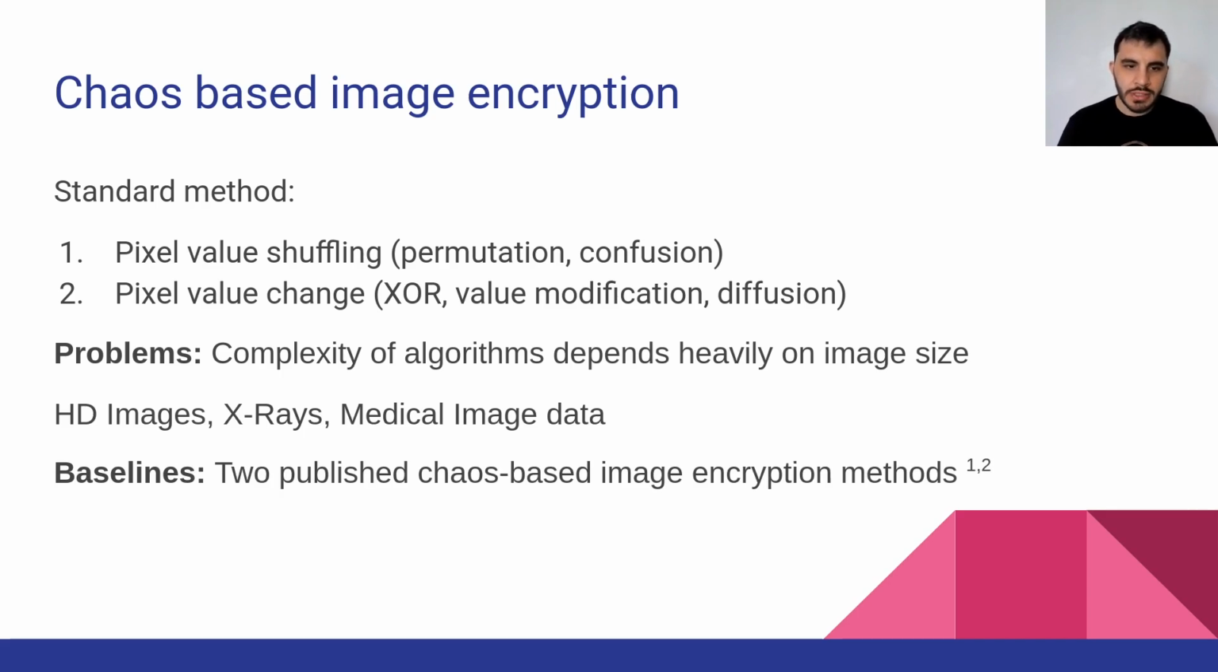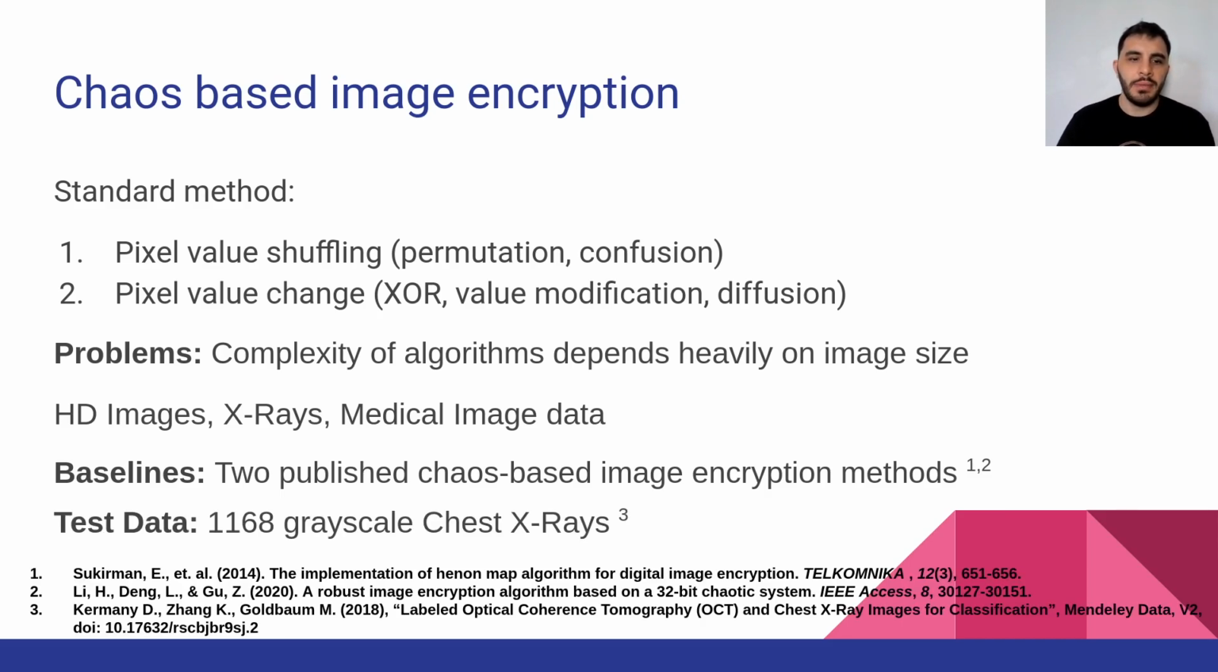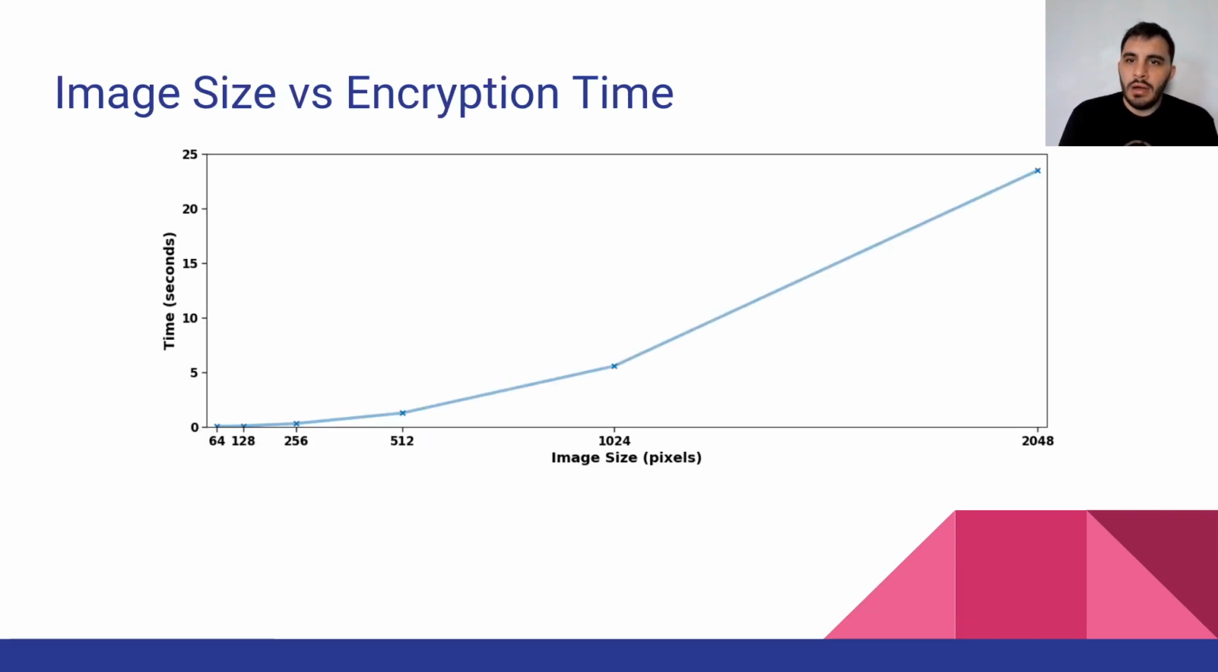And to demonstrate this, and to also show how our method can be used, we consider two published chaos-based methods for image encryption, and we actually consider their official implementation. As test data, we use more than 1,100 grayscale chest X-ray images that are also publicly available. And without further ado, let's see how the method does.